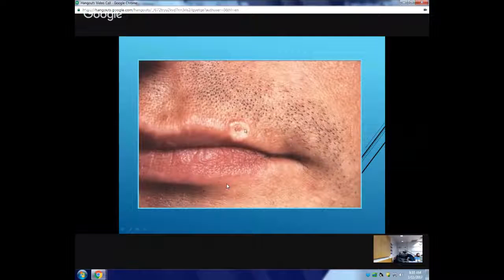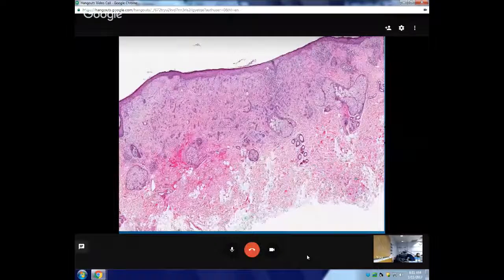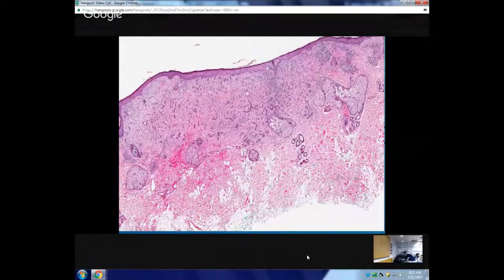Case number 3. A very sharply demarcated lesion just above the upper lip. So what do we see here? Again, a basaloid neoplasm. You can see all these basaloid structures. So whenever you see basaloid neoplasms, the first thing to always think of is basal cell carcinoma. 95% of cases are going to be basal cell carcinoma. So again, the features that I talked about: basaloid neoplasm, clefting, peripheral palisading, apoptosis, mitotic figures, and myxoid stroma.